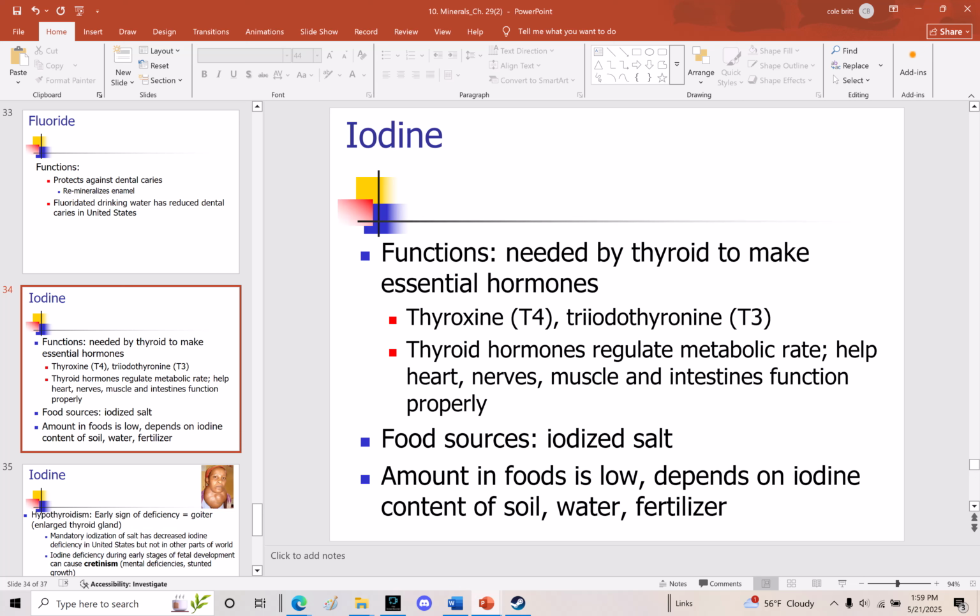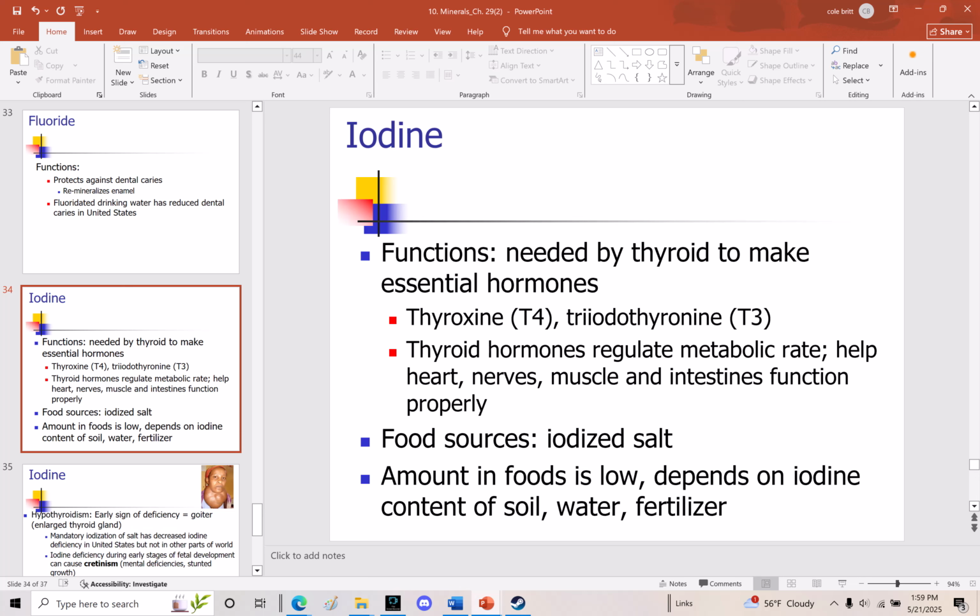Thyroid hormones regulate metabolism, help your heart, nerves, muscle, everything. So metabolism can be turned up or turned down with thyroid hormones. These thyroid hormones are going to amp up your metabolism. And if you don't have that, then we'll talk about that, hypo and hyperthyroidism.